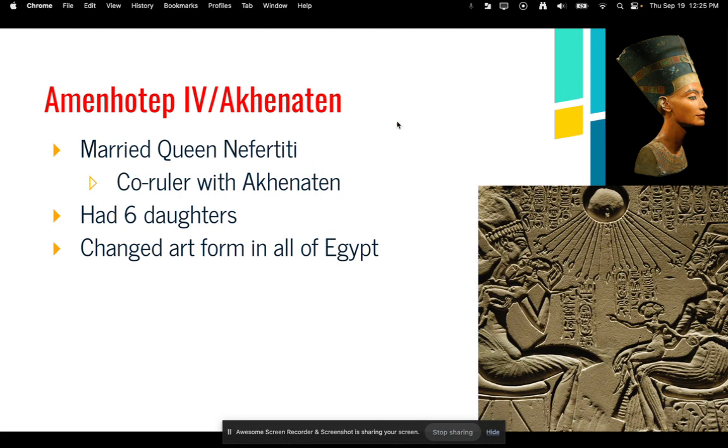All right, so some more things about Akhenaten. He married Queen Nefertiti, who you can see a bust of here. She's also in this inscription right here. The really interesting thing that Akhenaten did is that instead of having the queen be inferior to him, they actually co-ruled Egypt together. Together, they also had 6 daughters, and he also changed the art form in all of Egypt.